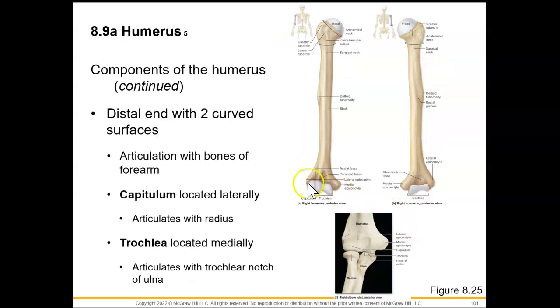Now we have two curved surfaces down here at the distal end where we're going to have articulation with the bones of the forearm. First, most lateral, we have the capitulum. This is going to articulate with the radius. Specifically, the head of the radius is going to rotate around the capitulum. And then we have the trochlea that's located medially. And this is going to articulate with the trochlear notch of the ulna.